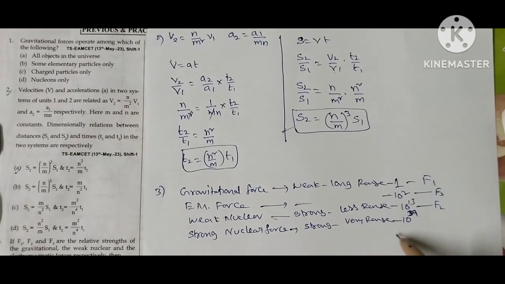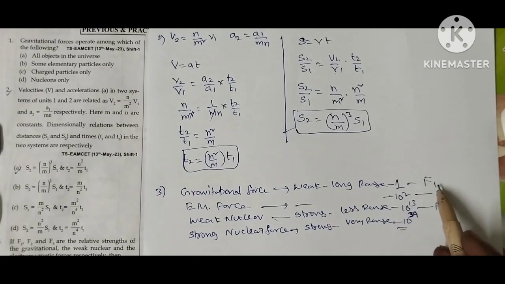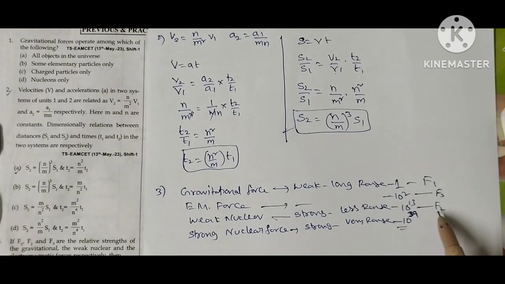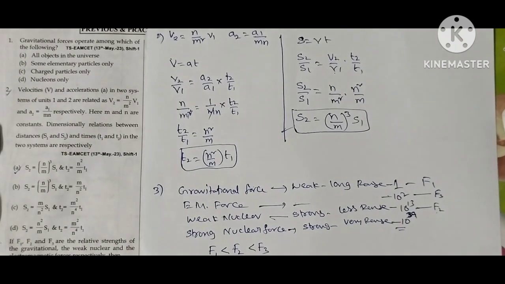Actual order will be like this, but they gave different names. Gravitational force as F1, weak nuclear as F2, electromagnetic as F3. So the relation between them is F1 is less than F2 less than F3. Here is the order: F1 less than F2 less than F3. So this is the answer.